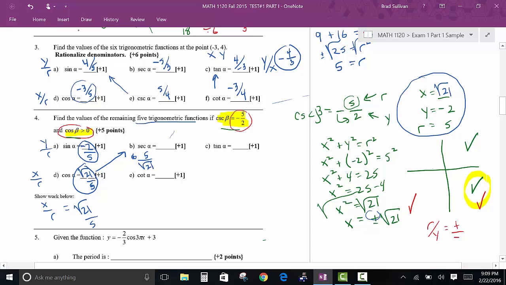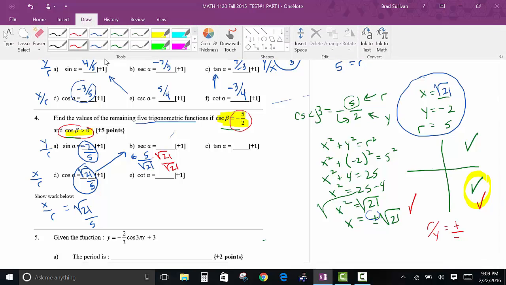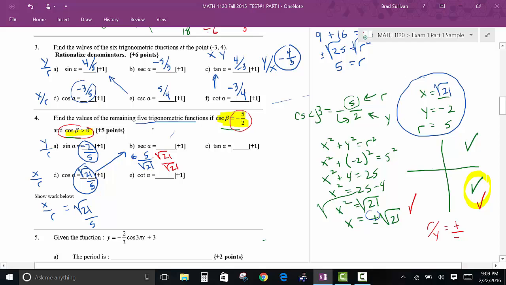Okay, you can go through and you can now rationalize that denominator. So if you multiply that by root 21 over root 21, you're going to get 5 root 21 over 21. Like that. Okay, rationalize. Okay, tangent's y over x. So we have y is negative 2, x is root 21. So that's going to be negative 2 over root 21. Rationalize that denominator, you're going to get negative 2 times square root of 21 over 21.